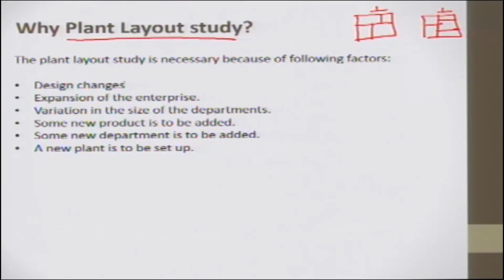There are design changes sometimes in the product, and because of the design changes, sometimes some new equipment or new tool, or new process is to be added, or some obsolete or not in use process might also be there.